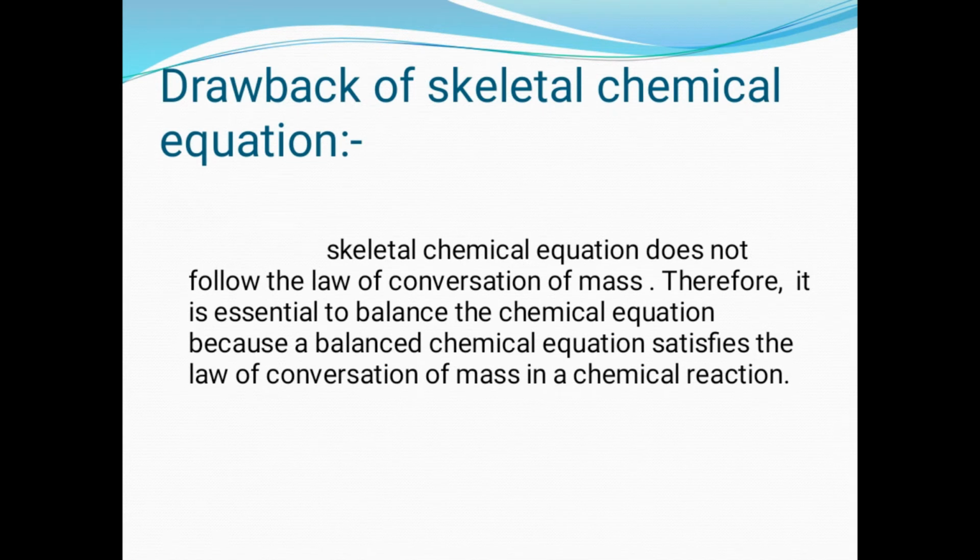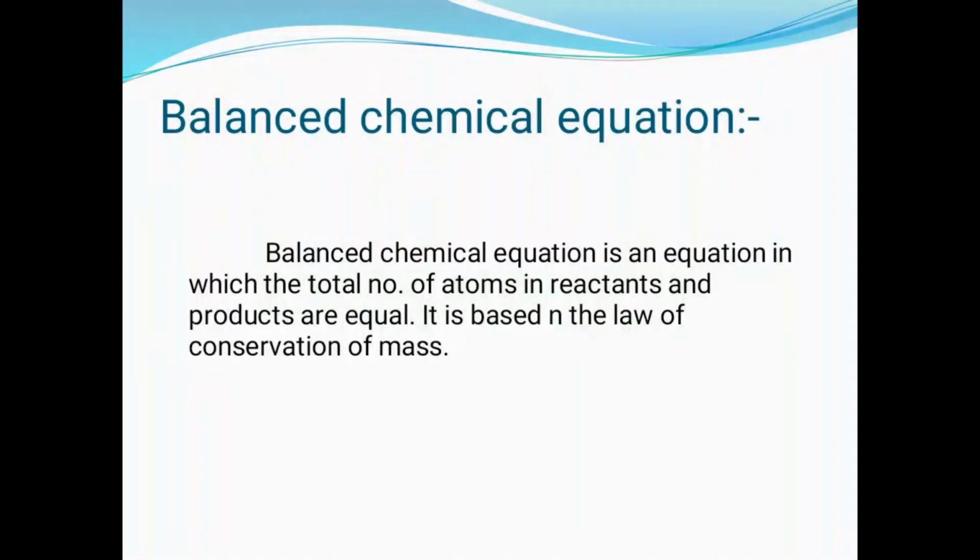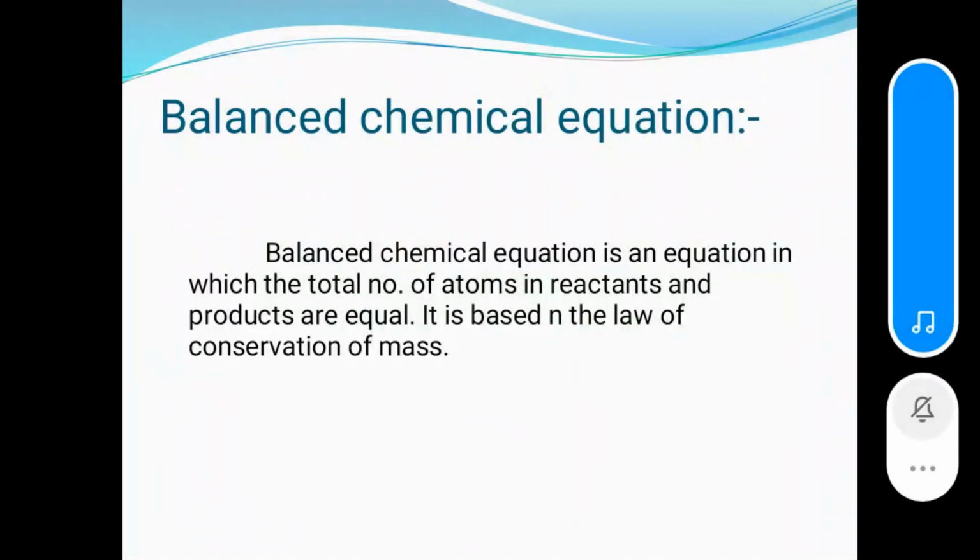So this is the drawback of the skeletal chemical equation. It is not following the law of conservation of mass. So in order to follow that, we will use the balanced chemical equation. So we have to balance the unbalanced chemical equation. Now we will see what is meant by a balanced chemical equation.